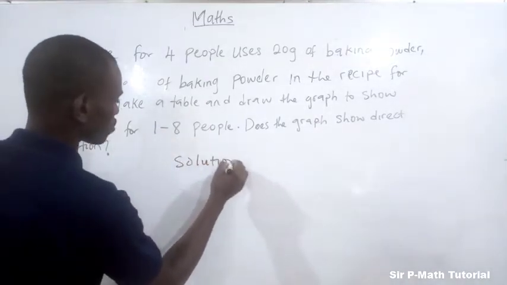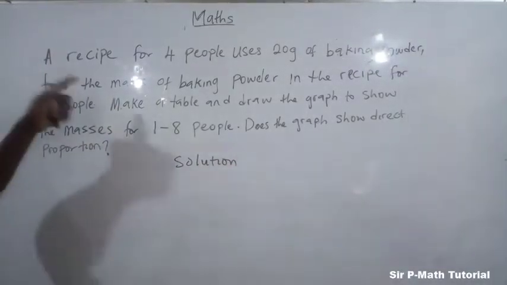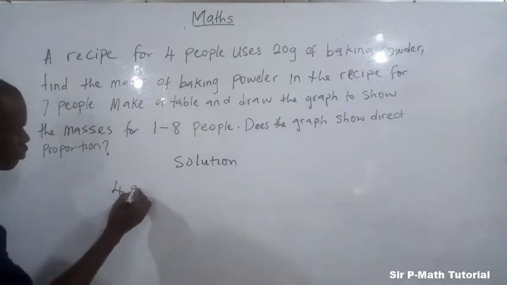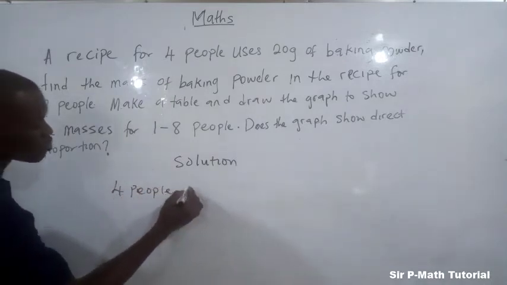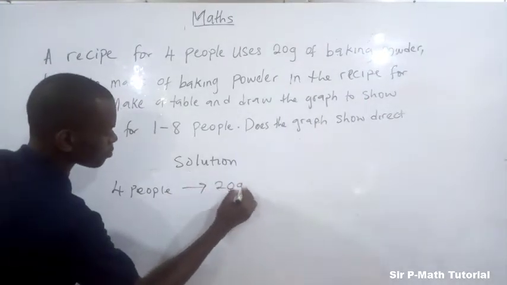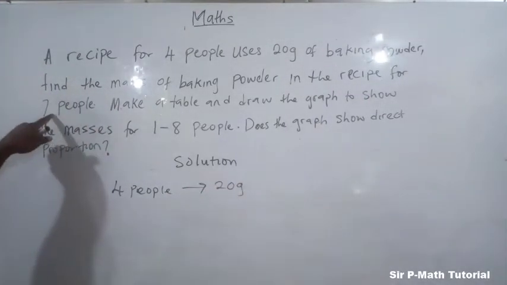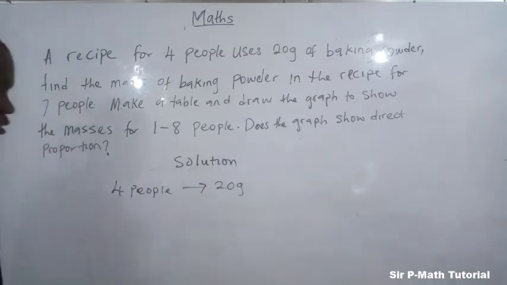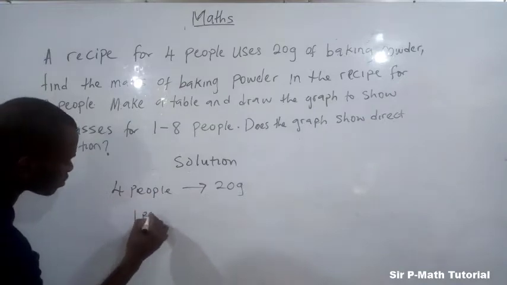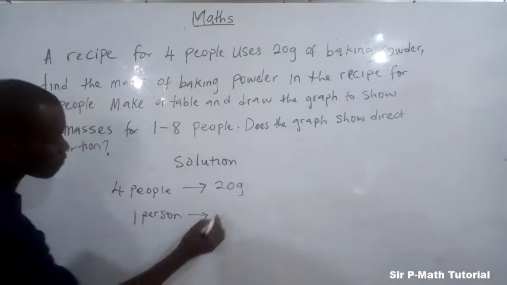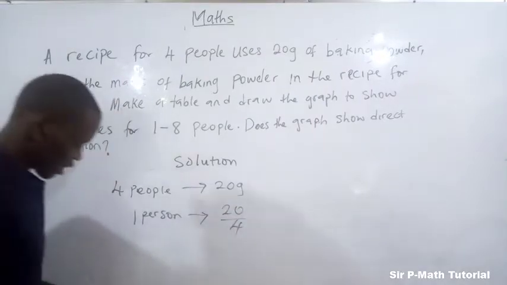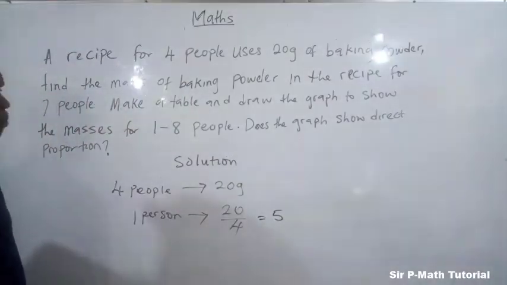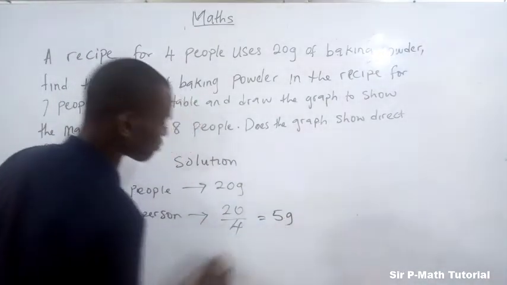Solution. A recipe for 4 people uses 20 grams. We are asked to get a recipe for 7 people. The first thing I'll do is to get the recipe for 1 person. That will give me 20 over 4. If I divide 20 by 4, I will have 5. So the recipe for 1 person is 5 grams.